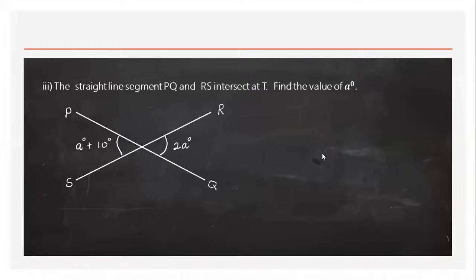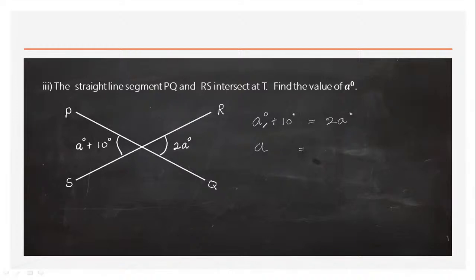The straight line segments PQ and RS intersect at T. Find the value of angle A. These two are vertically opposite angles. A plus 10 equals 2A. A equals, then we have to find the A here.